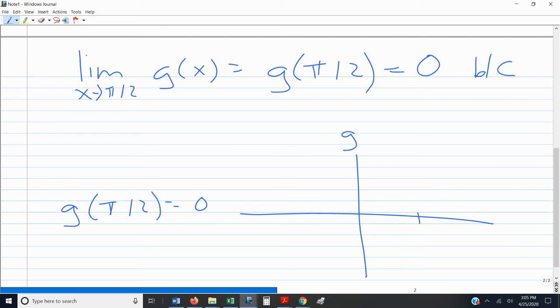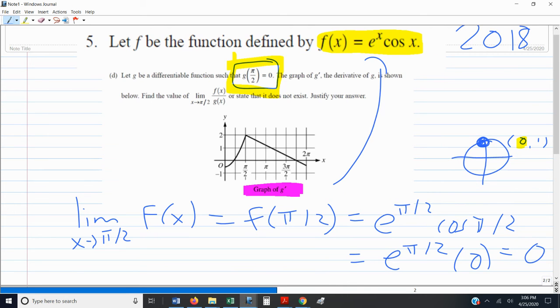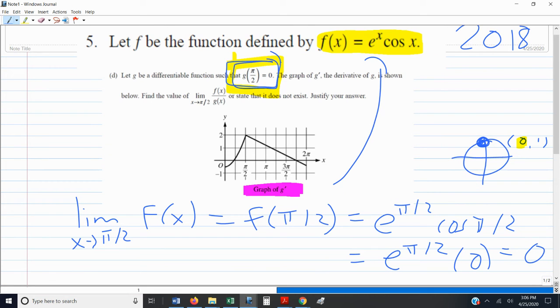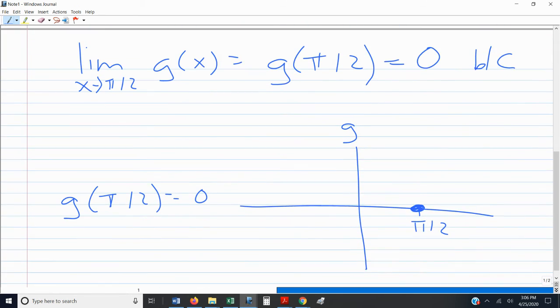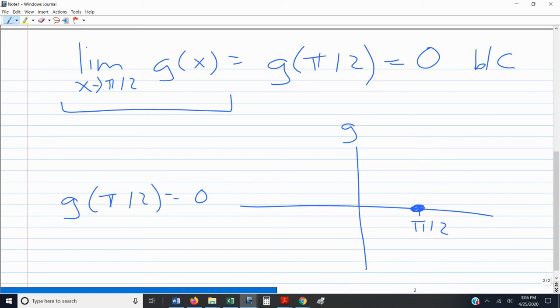write, this is the g function and this is pi over 2. So they're telling you when x is equal to pi over 2, the output is 0. And the question gave you that. I'm going to just show you that again, right? The question tells you when pi over 2 is the x value of the g function, the output is 0. That does not necessarily mean that is also going to be the limit.